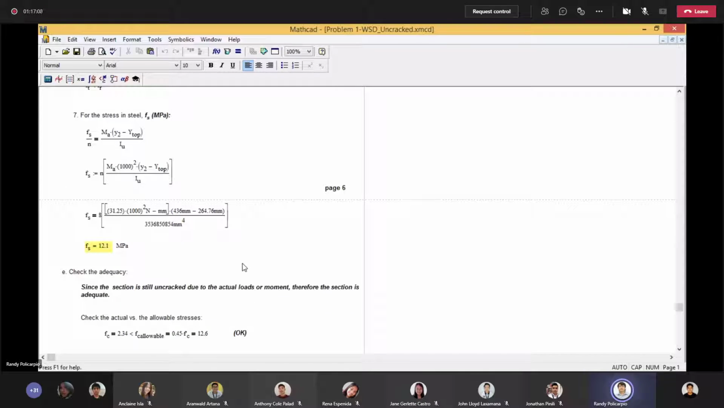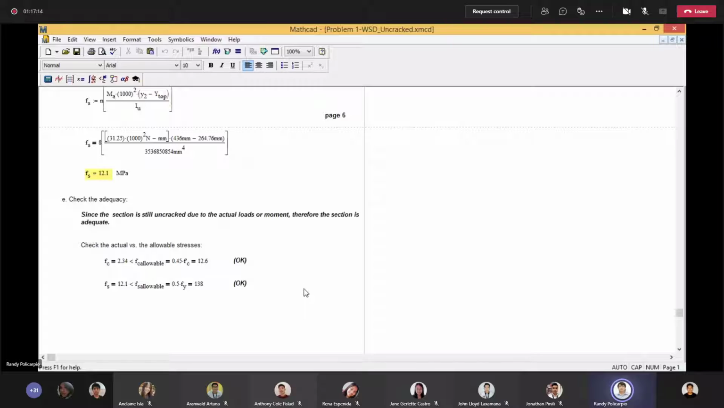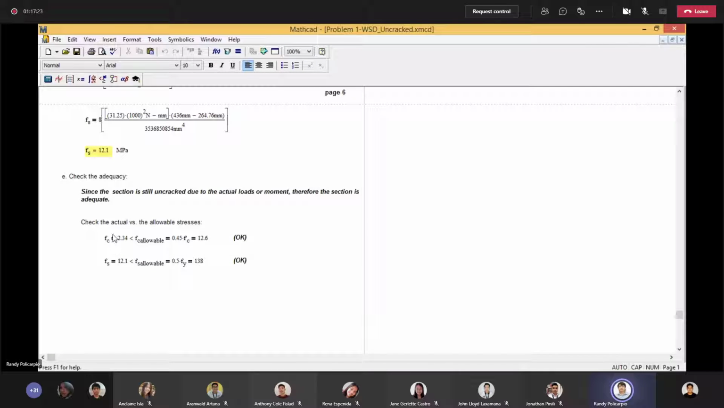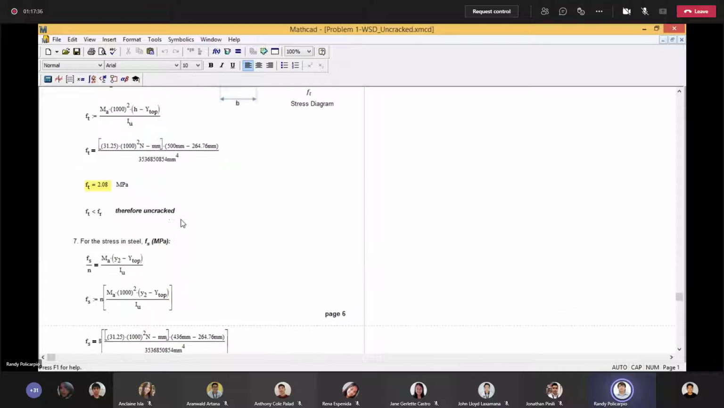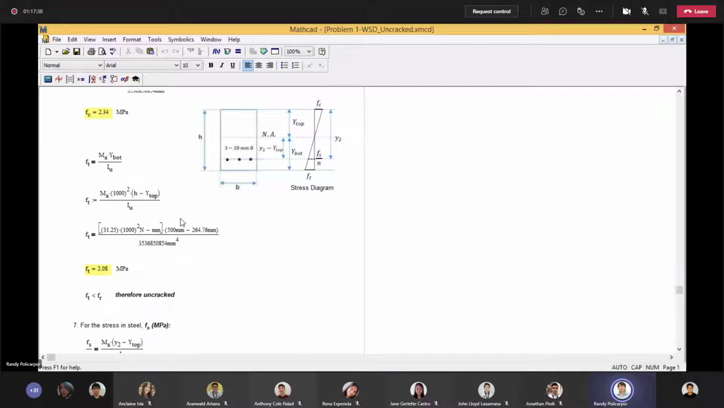So that is for the stresses in the concrete and in the steel. Now, for the adequacy, we're going to compare the actual stresses and the allowable. So our actual stress in the concrete is 2.34. So dito galing yan. Ayan, yung na-compute.